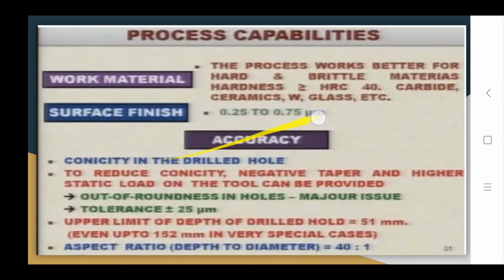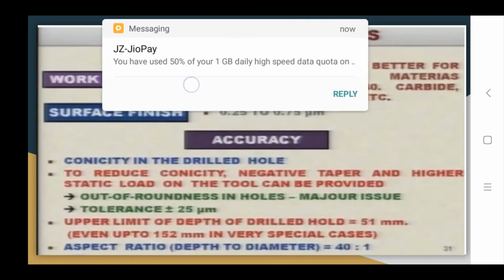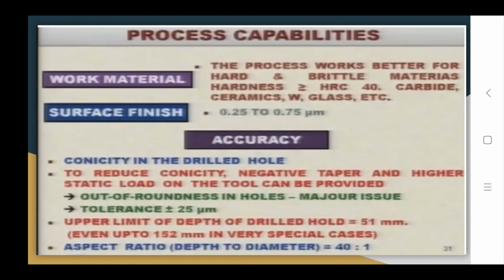Okay, if you talk about the accuracy, normally the holes that are obtained from the USM process have the conic shape. That is, the shape of the drilled hole or the cavity is not straight sided, rather they are tapered. And to reduce the conicity, negative taper on the tool and the higher static load on the tool can be provided. And out of roundness in the hole is the major issue in case of USM.